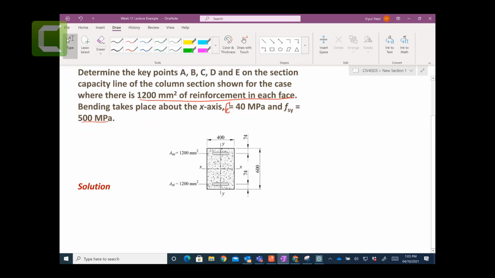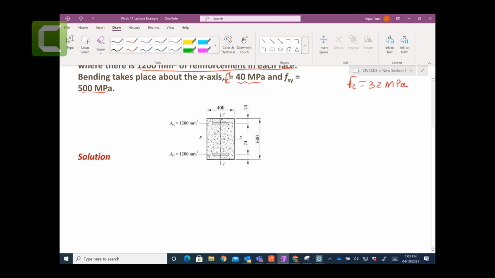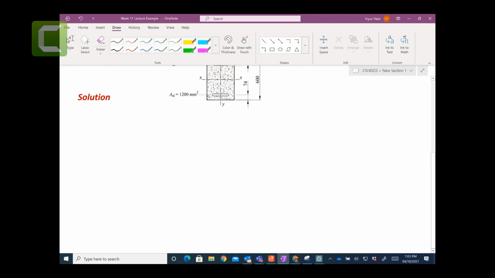Typically, for the beams that we use, we generally have 32 megapascals and so on, because we have this bending, tensile and all. But a column generally has more compression load, so we generally use higher strength, like 40-50 megapascals and so on.